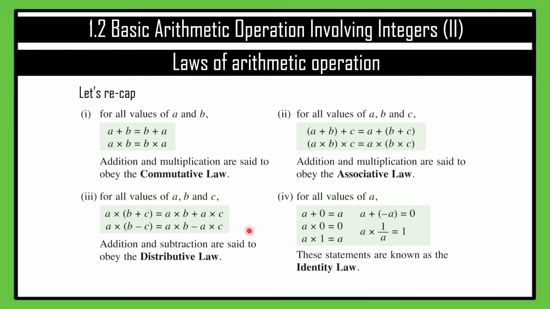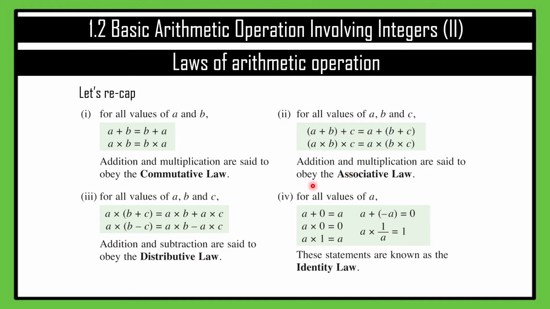Alright, let's see a summary. The summary is: addition and multiplication obey the commutative law. Addition and multiplication obey the associative law. Addition and subtraction obey the distributive law. And all that we have done just now is called identity law. If you notice, addition obeys all the laws.